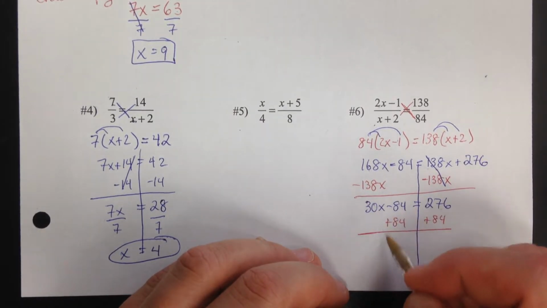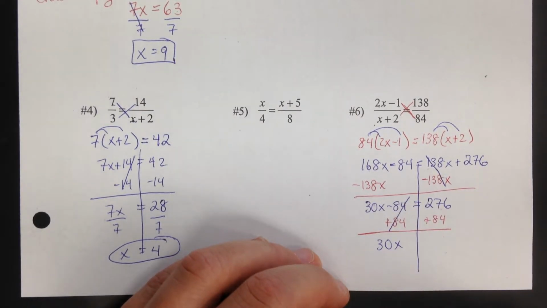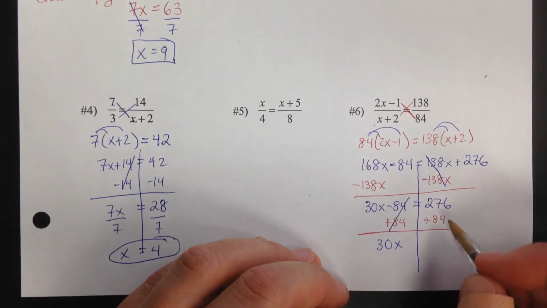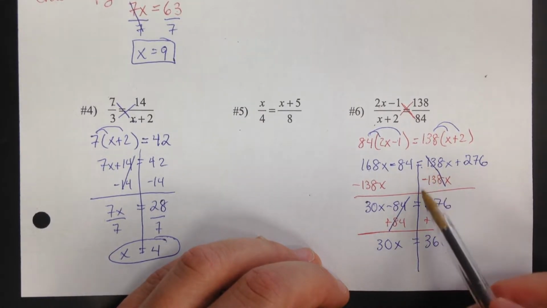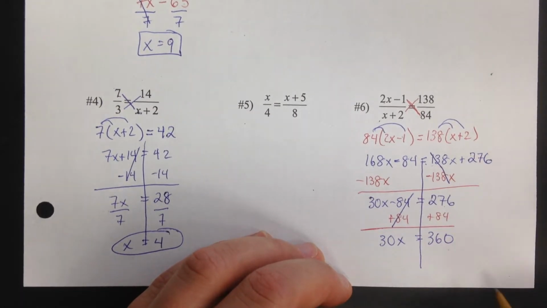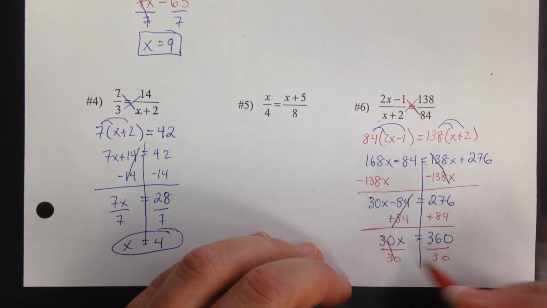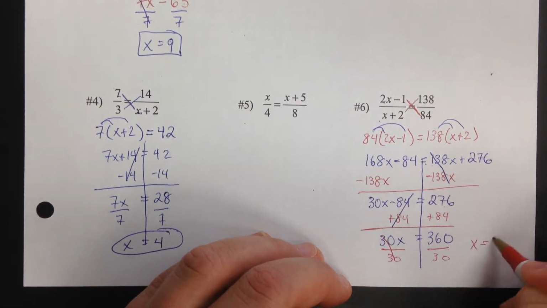And that gives us 30x. Negative 84 plus 84 is 0. And then if we add 276 and 84, we get 360. Notice that I keep putting equal signs because these are equations. Last move here, that's 30 times x. So we will divide by 30, and what we get is x equals 12.